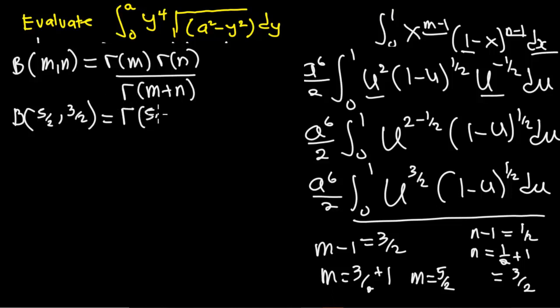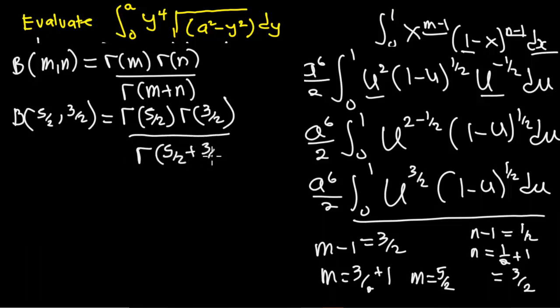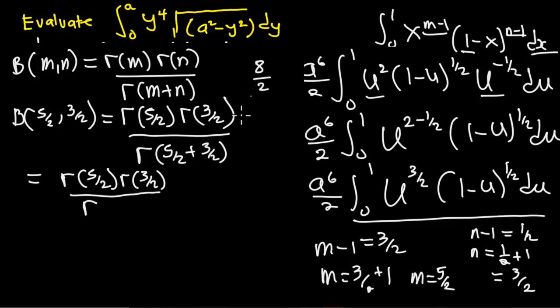So you are going to have gamma of 5 on 2 times gamma of n, and n is 3 on 2, all over gamma of 5 on 2 plus 3 on 2. So from here we are going to have gamma of 5 on 2 times gamma of 3 on 2 all over gamma of 5 on 2 plus 3 on 2, which is going to give us 8 on 2. And 8 on 2 is 4, so gamma of 4.